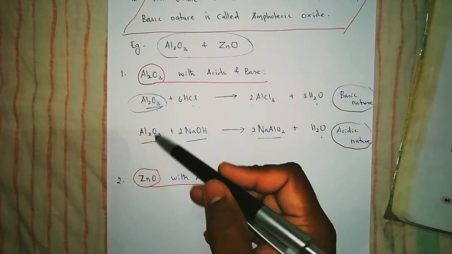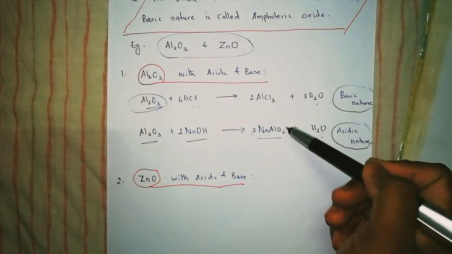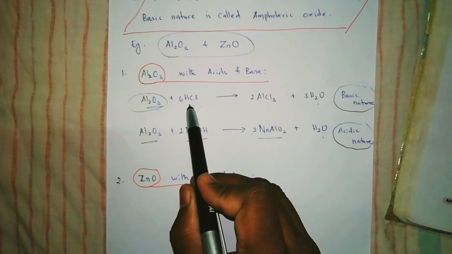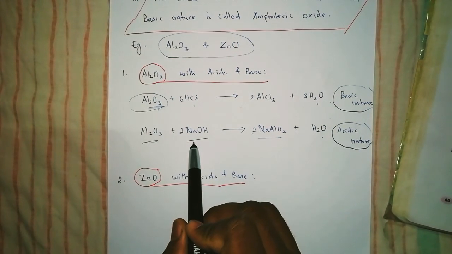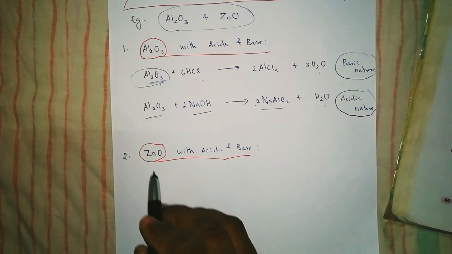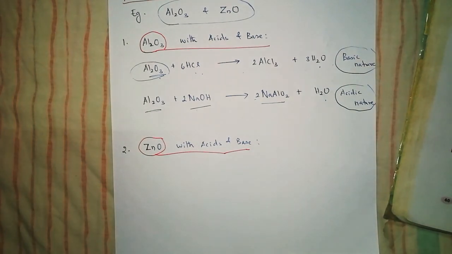So see, this aluminum oxide reacts with both acids and base and they give salt and water. But here in the first case, when it reacts with acid, it acts as a base. But when it reacts with base, it is going to act as acidic in nature. Same, zinc oxide is also going to react with acid and also it is going to react with base. Let's see some example here.